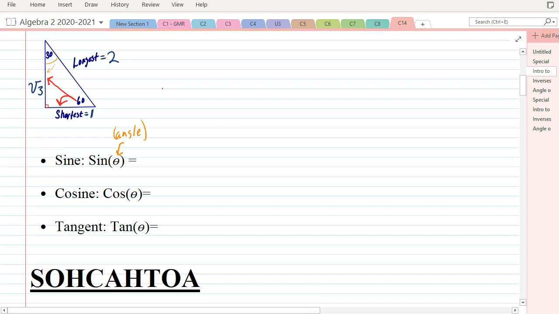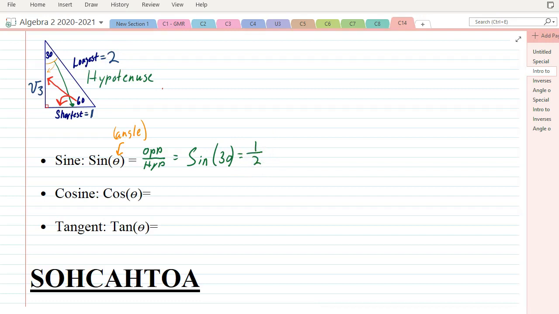Sine is the opposite over the hypotenuse. So for example, if I wanted sine of 30, I'm going to look at the 30-degree angle. And it says opposite. Well, what is opposite of the 30? The shortest side is opposite of the 30, which is 1. What is the hypotenuse? The hypotenuse is the 2. So I would write opposite, which is 1, over the hypotenuse, which is 2.